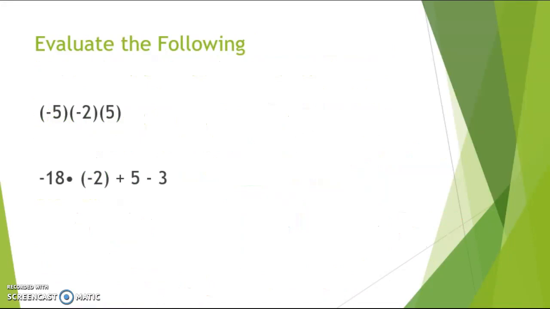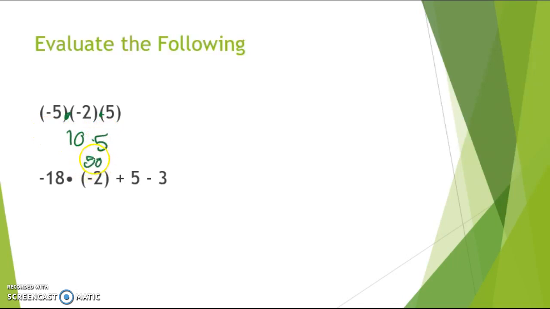All right. Here we are evaluating the following. All right, so we are evaluating our expressions here. We have -5 times -2 times 5. That's right, I said times. Whenever you have two parentheses next to each other, I'm using multiplication. We go left to right. -5 times -2 is 10 times 5.